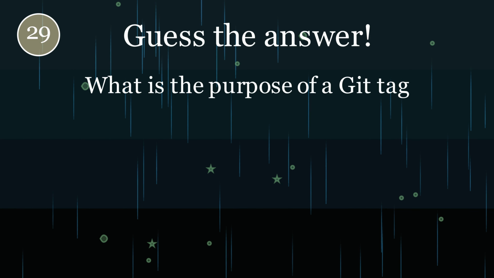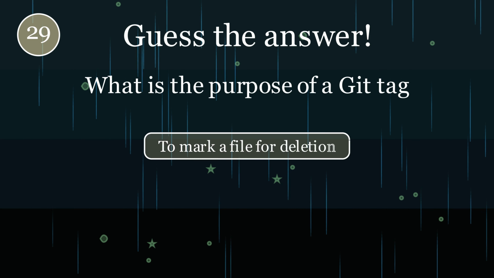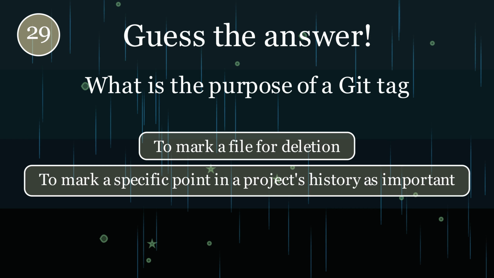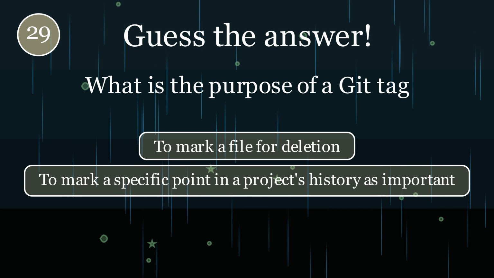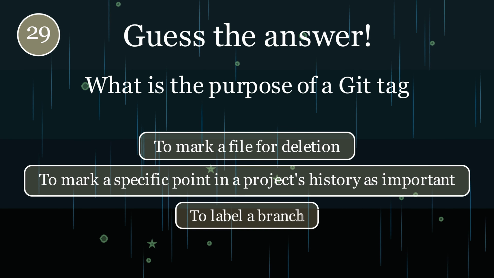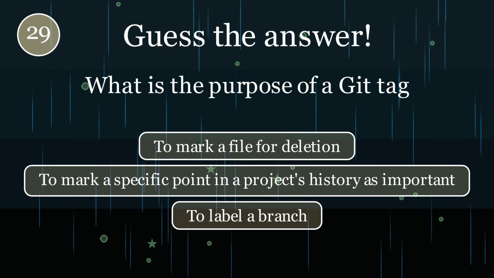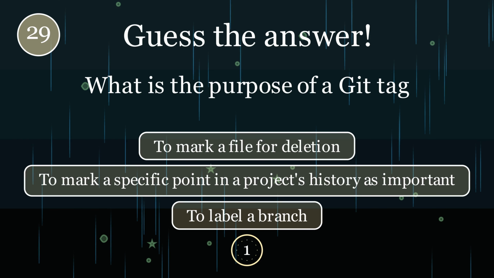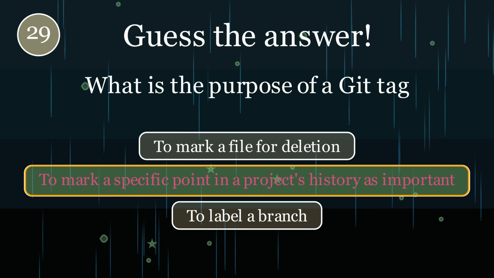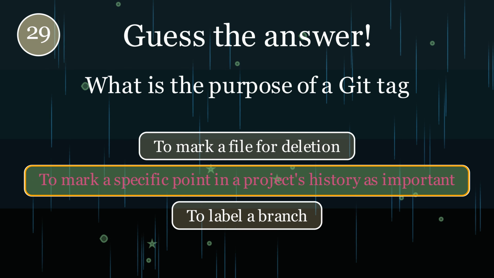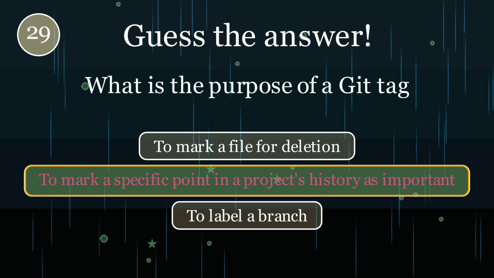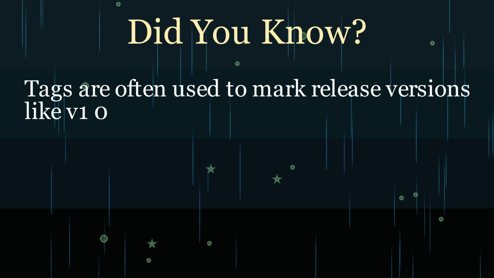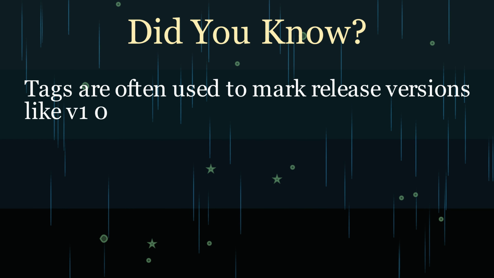What is the purpose of a git tag? To mark a file for deletion. To mark a specific point in a project's history as important. To label a branch. The correct answer is to mark a specific point in a project's history as important. Impress your friends with this fact. Tags are often used to mark release versions like v1.0.